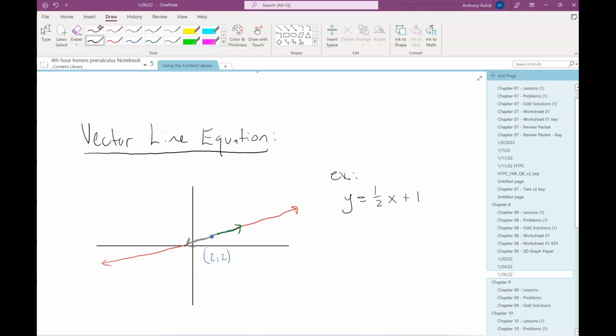Okay with that? So to express this vector here, we're going to need a magnitude and a direction for that vector, correct? So let's do the direction piece first.